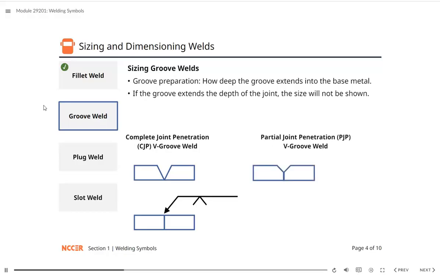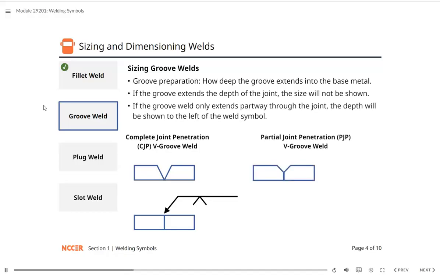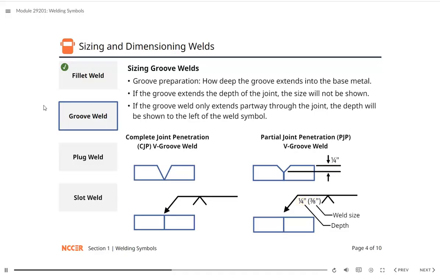If the groove weld only extends partway through the joint, the depth will be shown to the left of the symbol. For partial joint penetration groove welds, the depth of the groove and the weld size will both be shown, with the depth of the groove shown first and the weld size shown in parentheses.